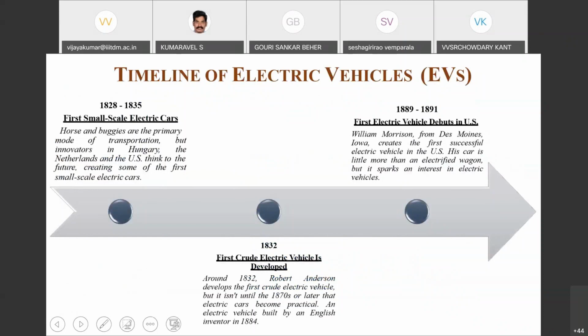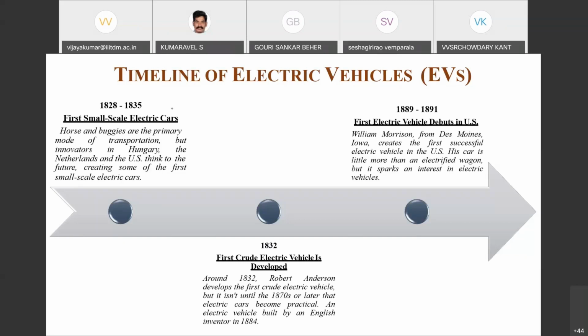When we look at the electric vehicle history, even in 1830 itself, we had small electric vehicles in Hungary and the Netherlands. Afterwards, they developed electric vehicles based on crude, that means based on gasoline. From 1830 to the 1870s, a lot of crude-based vehicles came up. That means using the crude, they generated electricity, and from that electricity, they drove the vehicle.